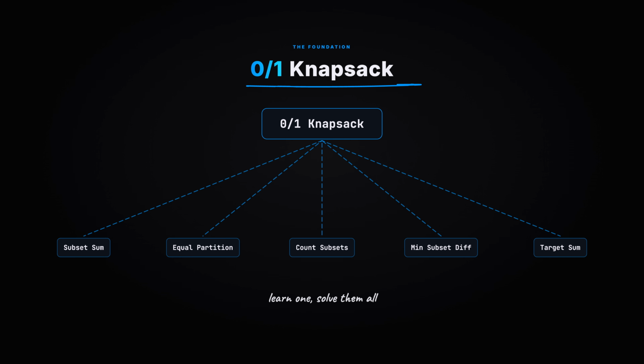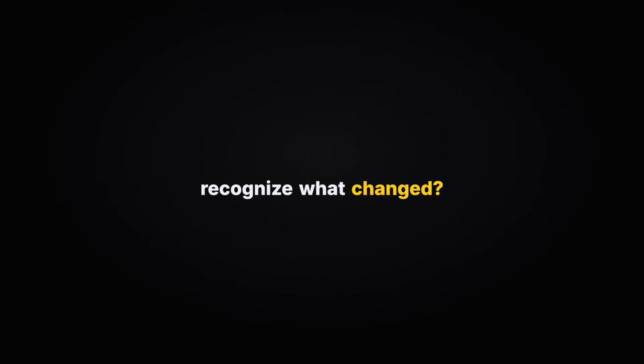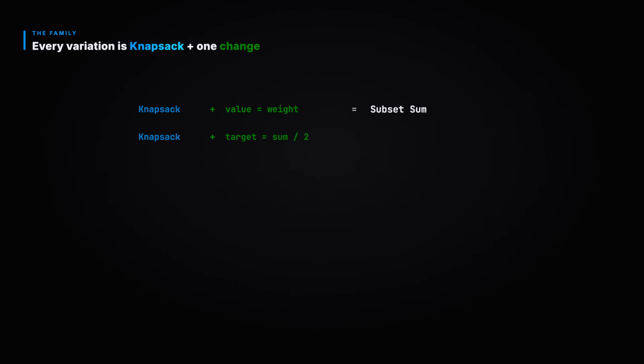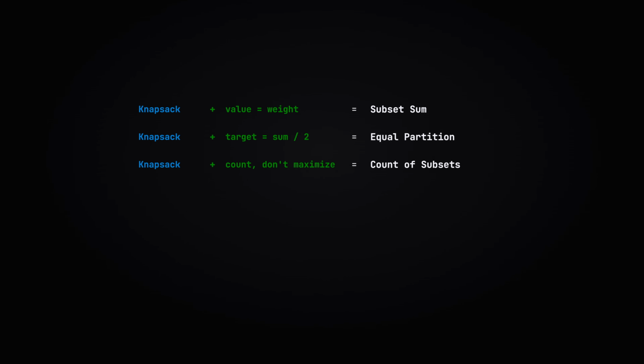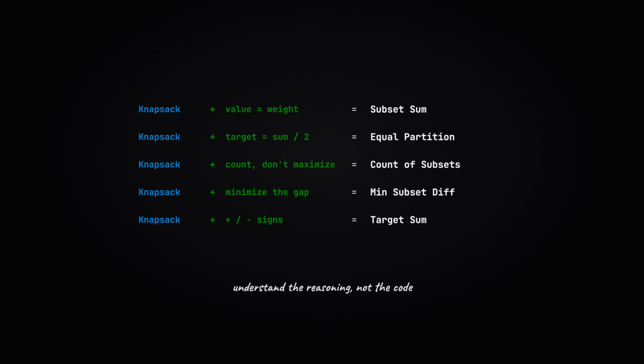The challenge is not writing completely new algorithms every time. The challenge is recognizing what changed and why the code needs to change. Problems like subset sum, equal sum partition, count of subsets with a given sum, minimum subset sum difference, and target sum are all built on the same core idea. Once you understand the reasoning behind those small changes, solving new variations becomes much easier. And that is exactly our goal throughout this series.